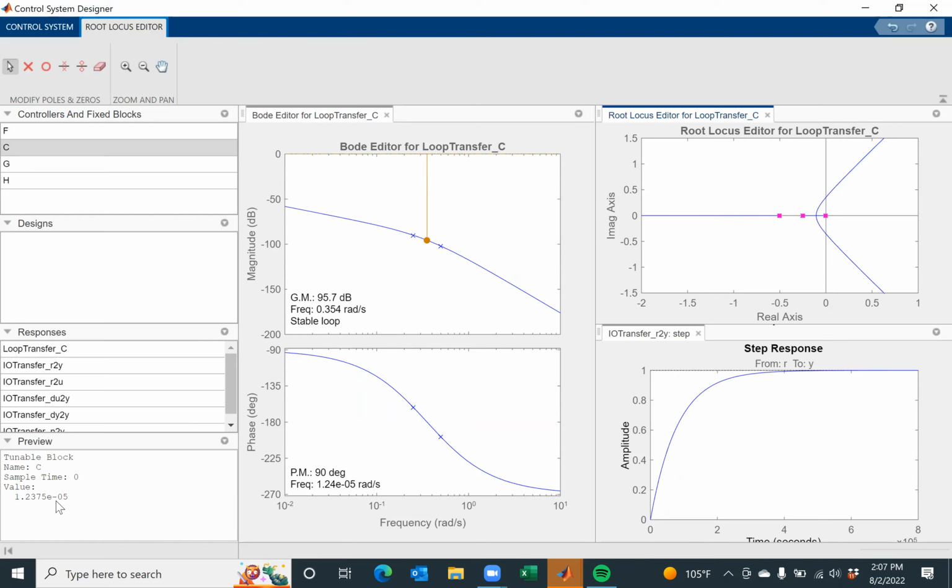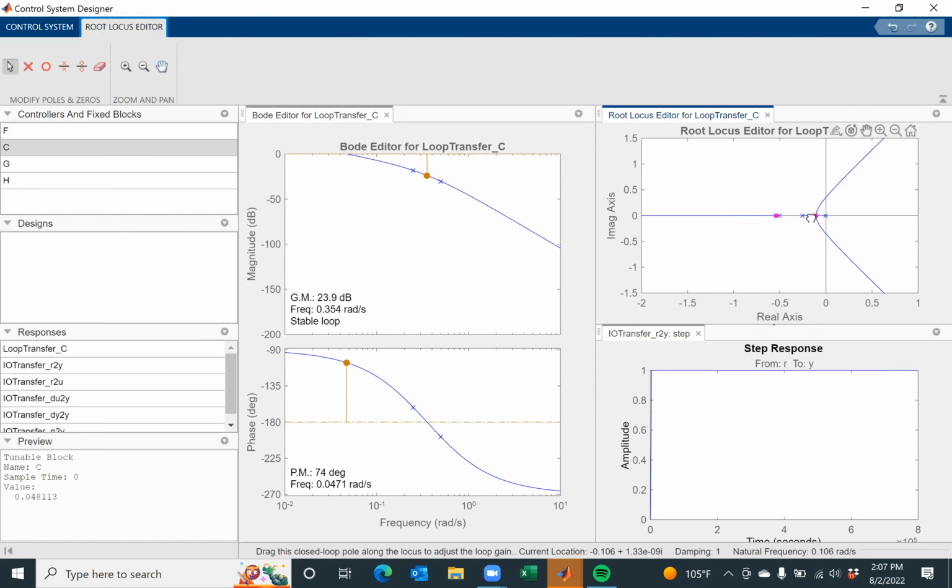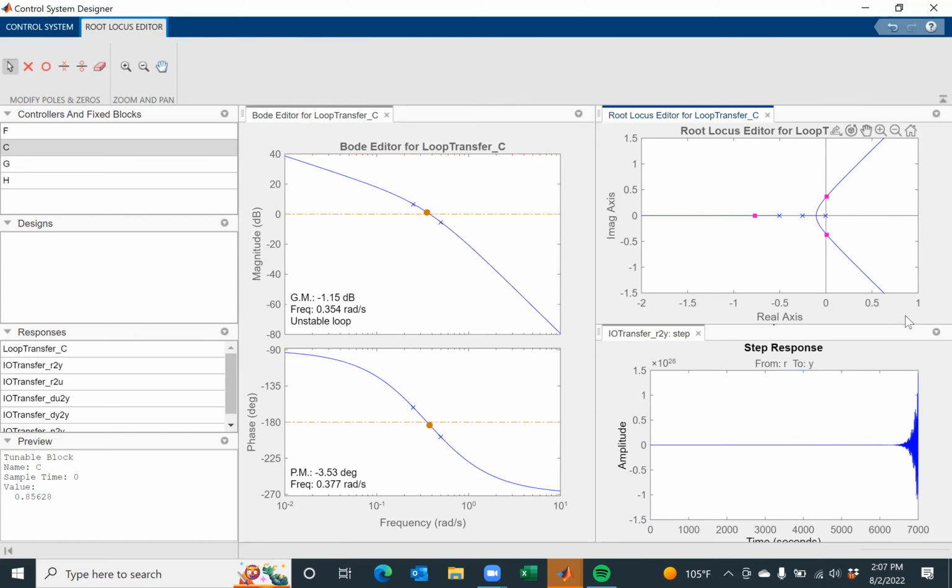How do you see the system is stable? Because all the poles are on the left-hand side of the imaginary axis. You can also see in the step response that the step response is bounded. It's not becoming unstable. Are you with me so far? Which means the system is stable. Now, I'm going to move these poles gradually and increase the gain. Can you see the gain is increasing? And as you can see, you can go all the way over here. Can you see that at a gain value of 0.85, the system became unstable?